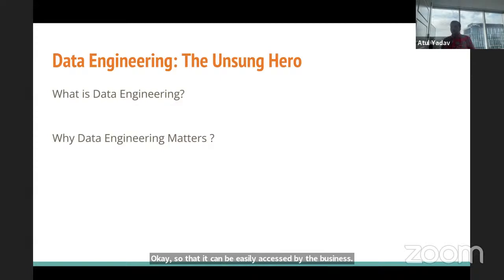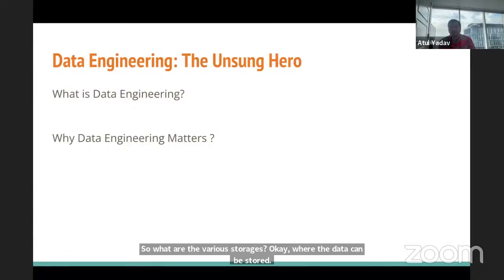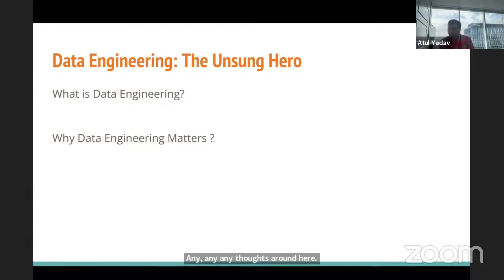So one more question to you guys about the storage. What are the various storages where the data can be stored? Any thoughts around here? Cloud storage, good.